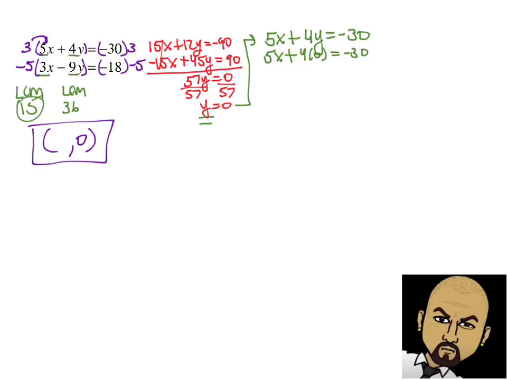And then from here, we've been doing this for quite a while now. You go ahead and multiply, bring it down. 5x plus 0 is the same as 5x. And so you end up with 5x equals negative 30. Divide both sides by 5, and you end up with the solution of x equals negative 6. And so our final solution is the ordered pair negative 6, 0.